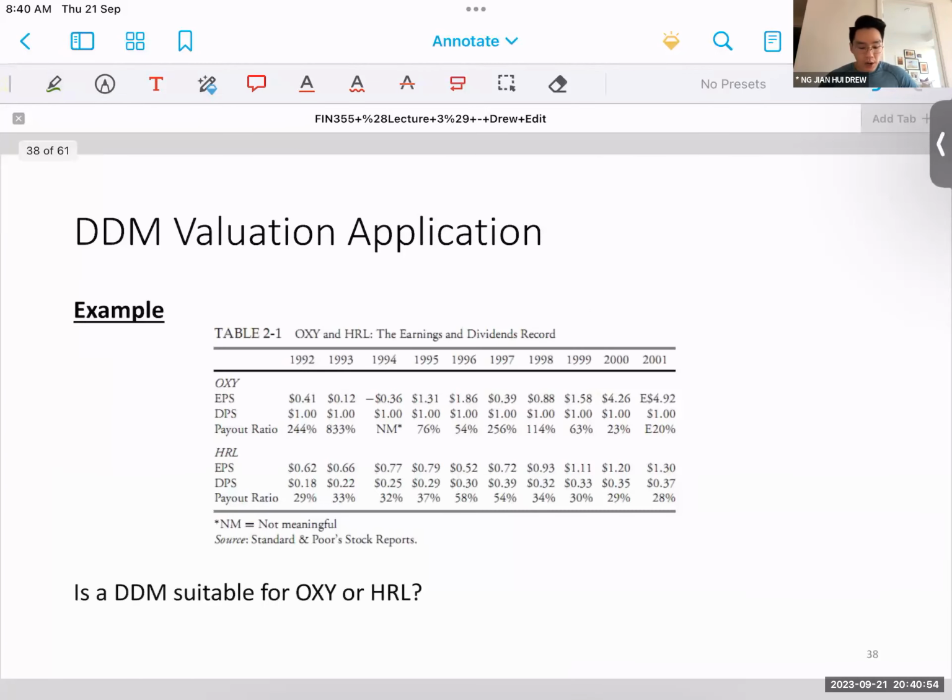Okay, so now this is a very simplistic example just to illustrate what we have talked about. Which is DDM suitable for, OXY or HRL?